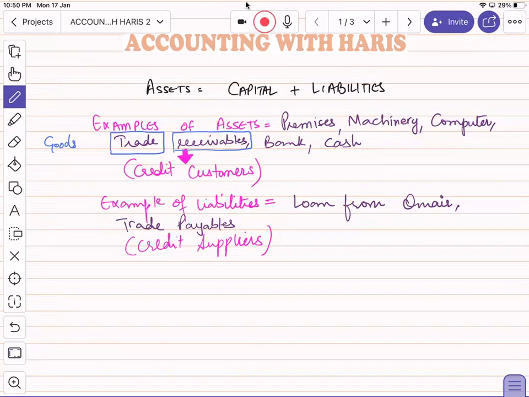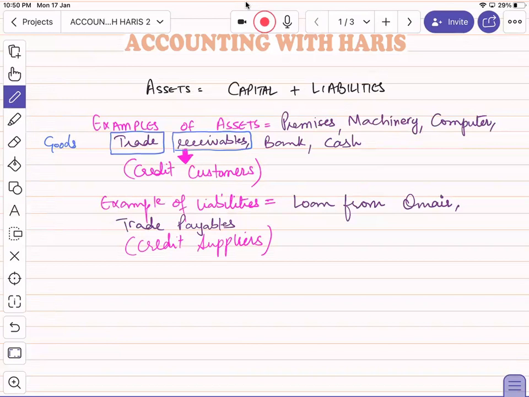So in short, if you have to pay any amount or cash in future, that is referred to as a liability. If the business has to receive any amount in future, that is referred to as an asset.